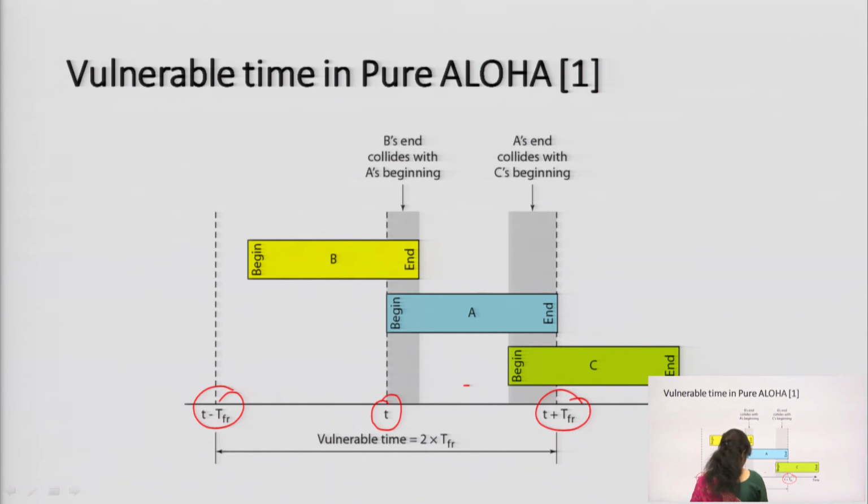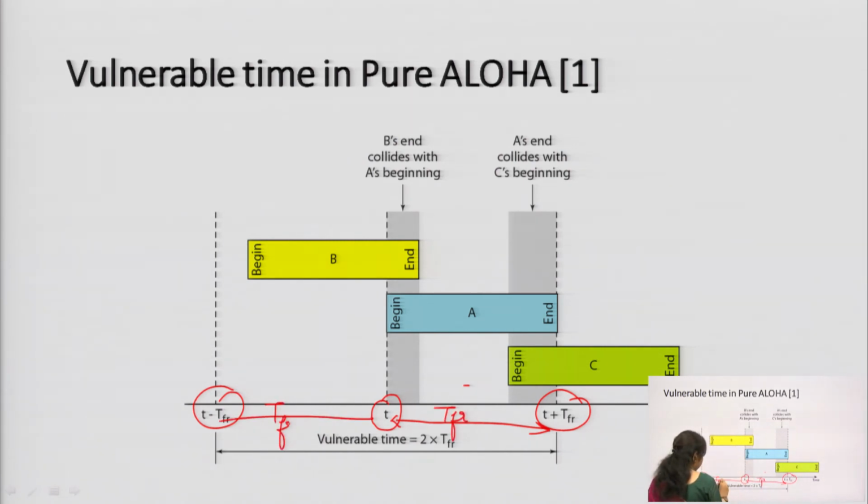And if you are going to consider this time duration, this is denoted by TFR, this is again denoted by TFR. This is the total time duration which is required for the transmission of the particular frame, that is denoted by TFR. Now, you can see that this is B and B's end collides with the A's beginning.